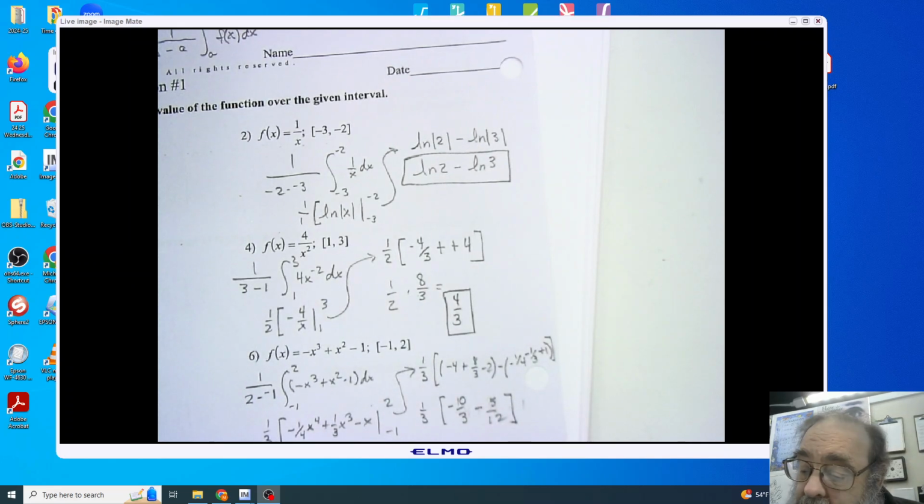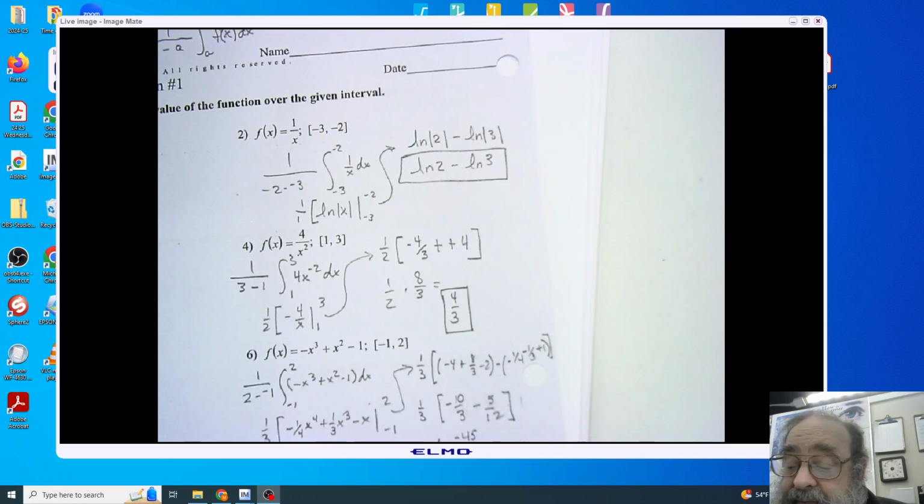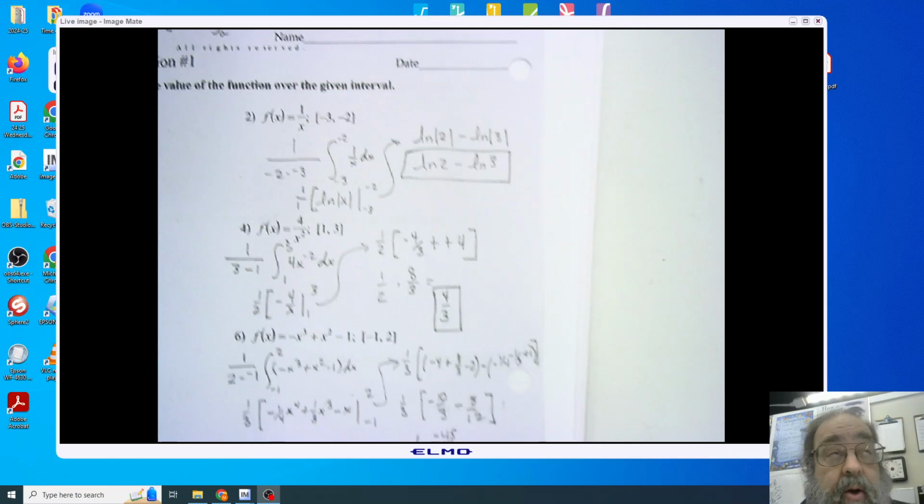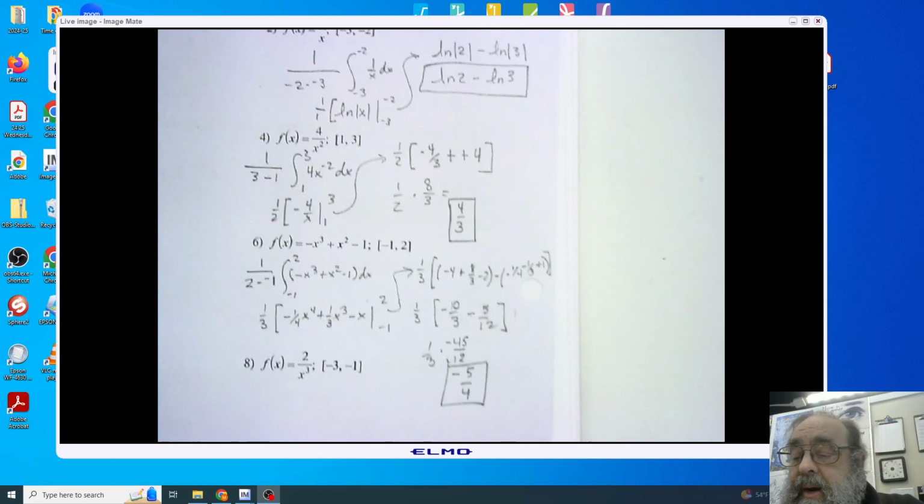Alrighty. So I'm going to get the common denominator. That's going to give me negative 45/12 multiplied by 1/3, and when I simplify, I end up getting negative 5/4. So negative 5/4 is the average of f of x equaling negative x cubed plus x squared minus 1 over the interval negative 1 to 2. Let's take a look finally at number 8 here.